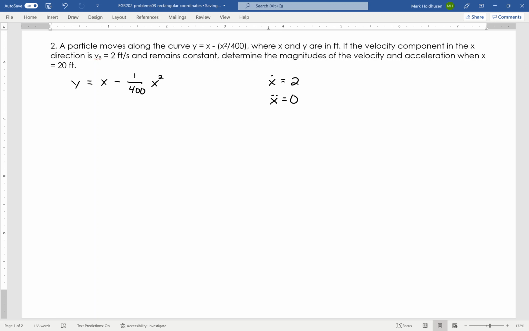So when x equals 20, let's go ahead and figure that out as long as we're at this. So y equals 20 minus 20 squared all over 400. So that y then becomes 19.